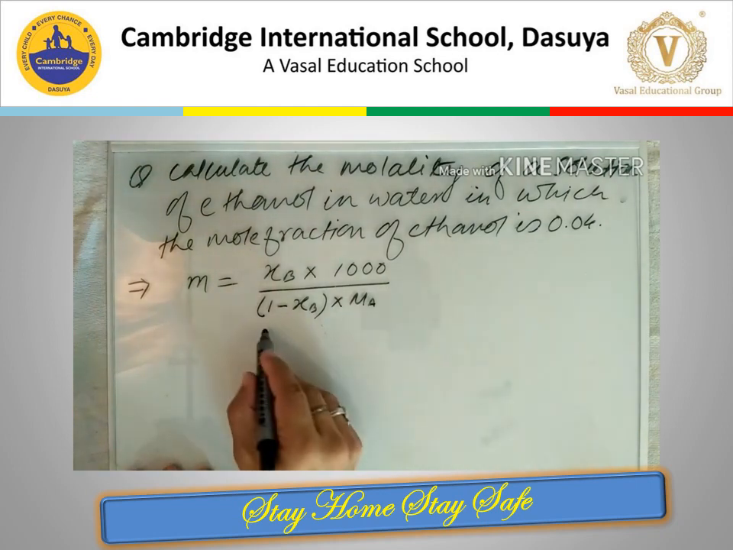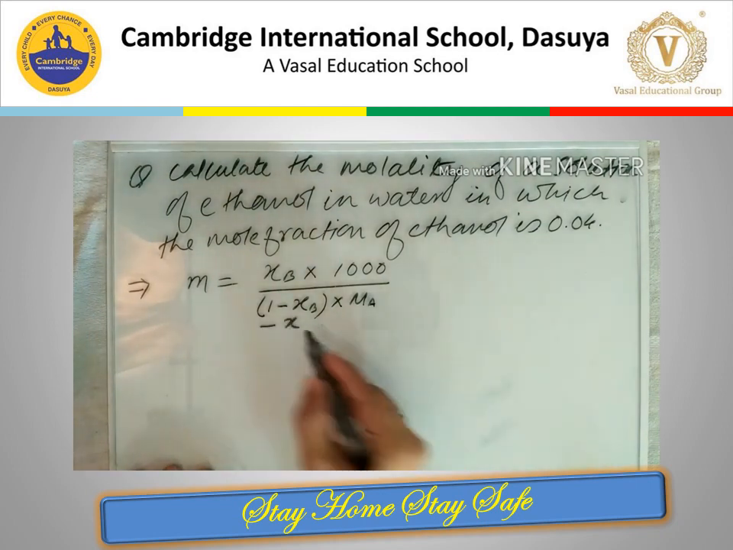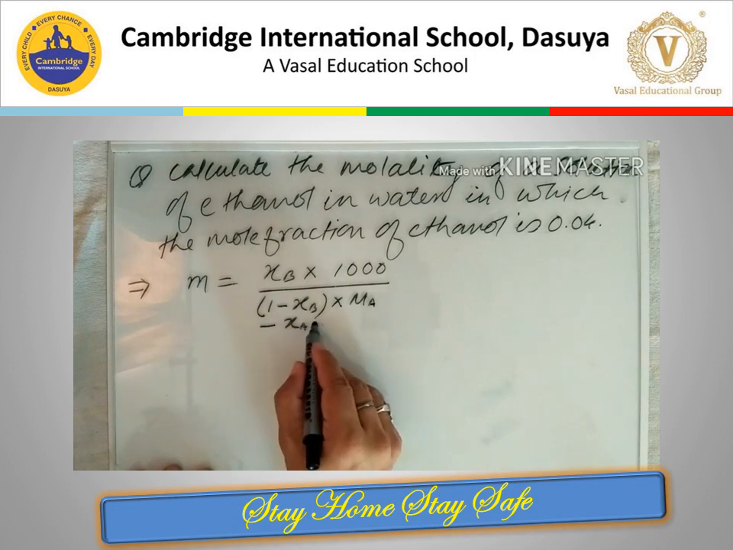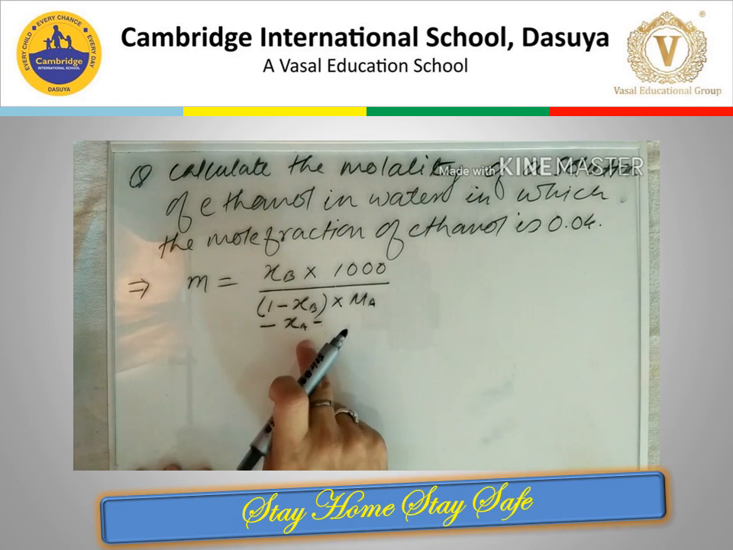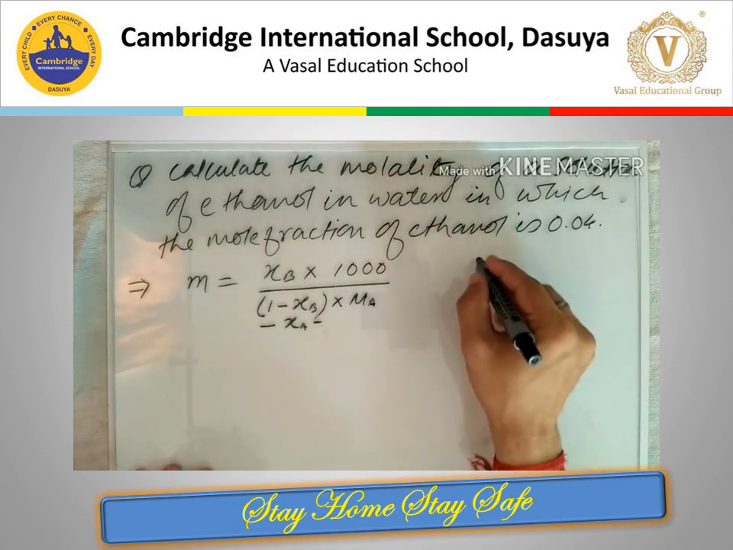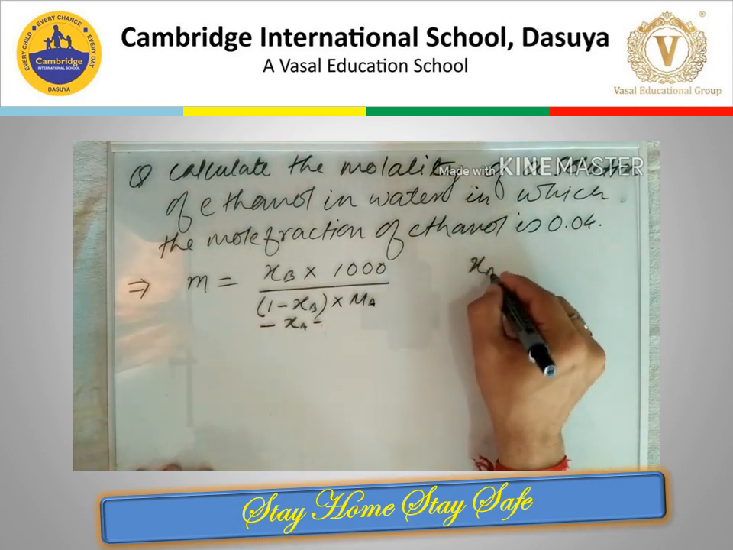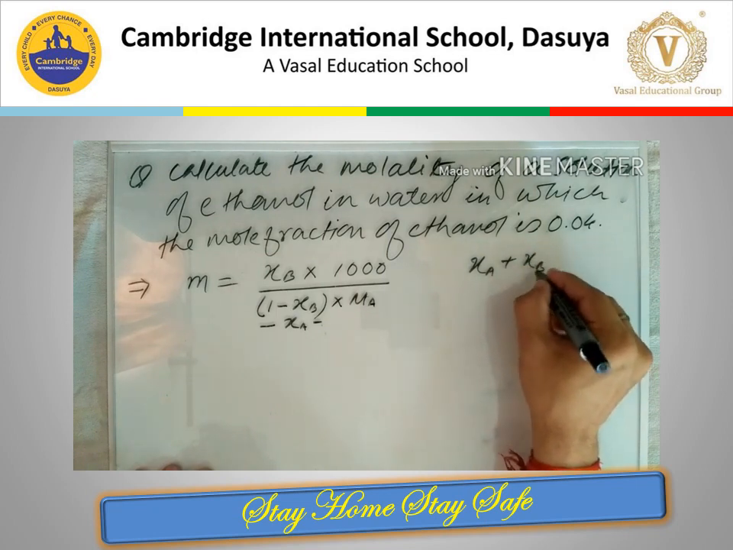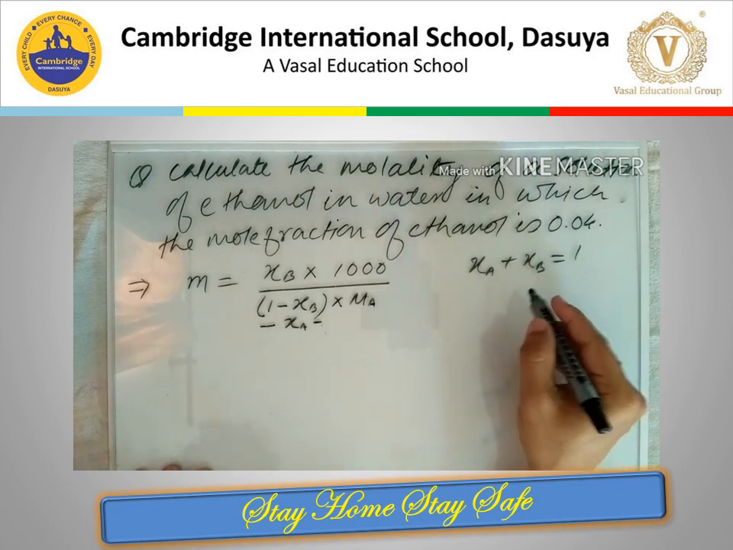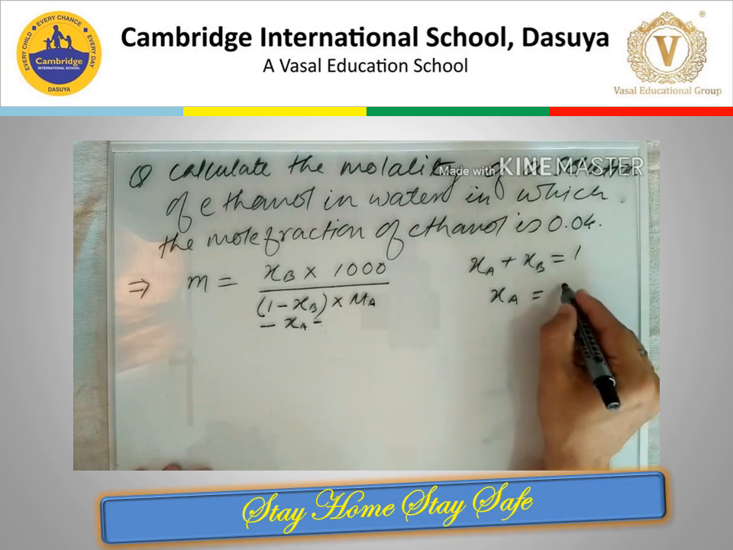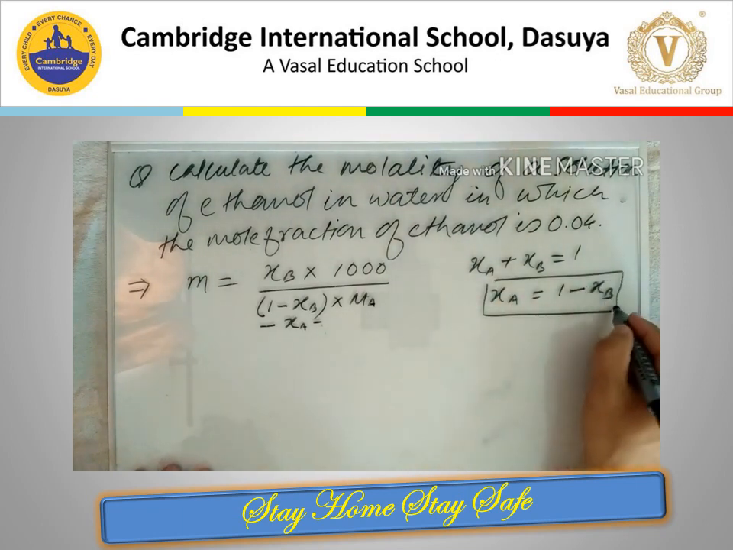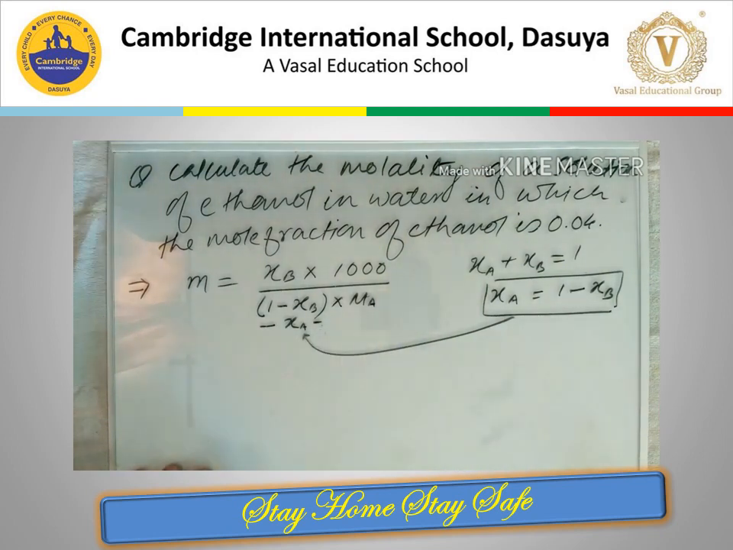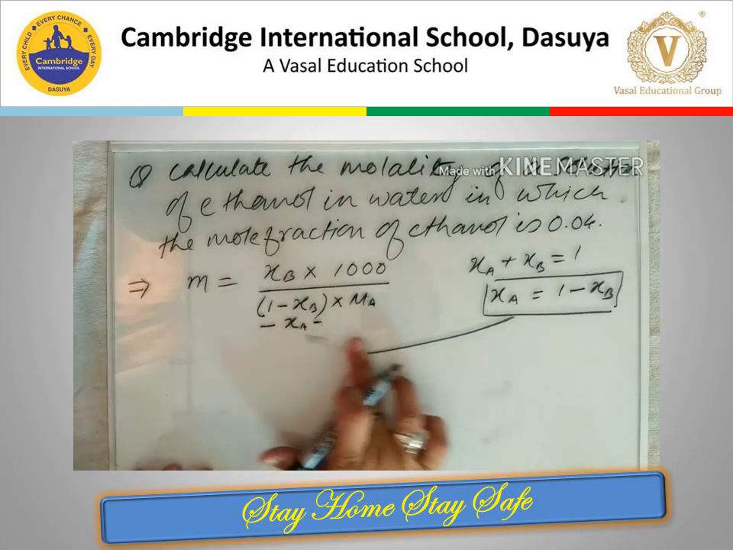Basically, this one is your mole fraction of solvent. In place of this one we can write, since chi a plus chi b equals 1, so chi a equals 1 minus chi b. We have used this one here.